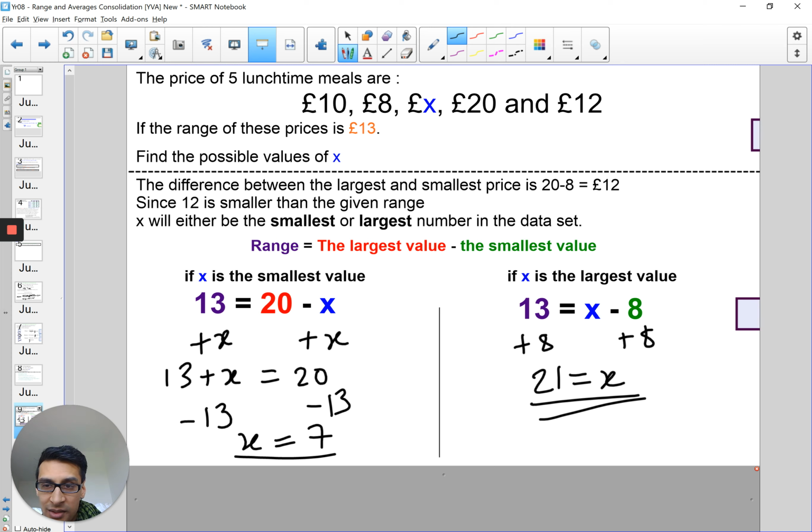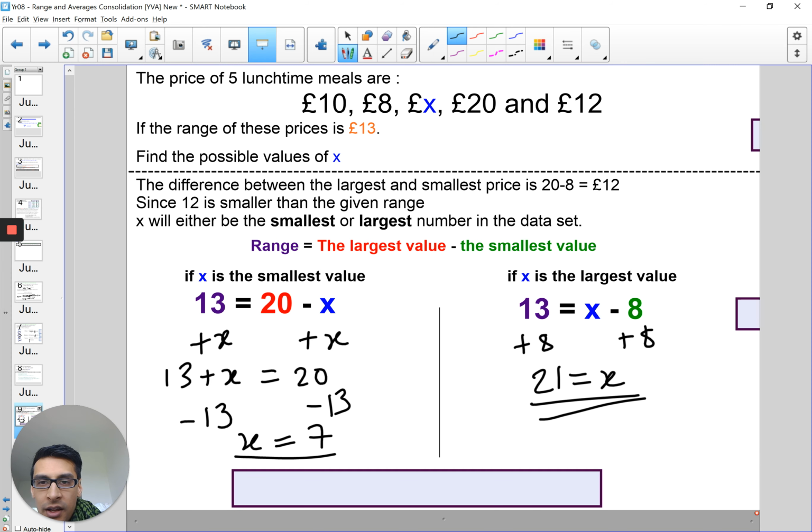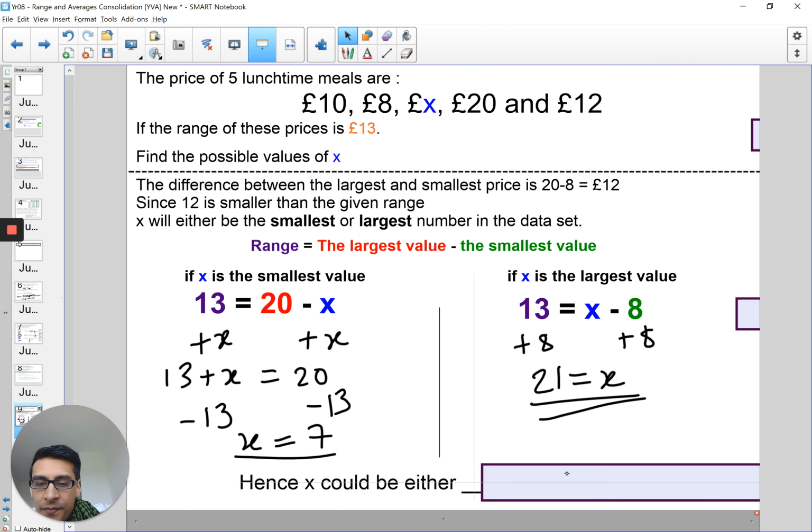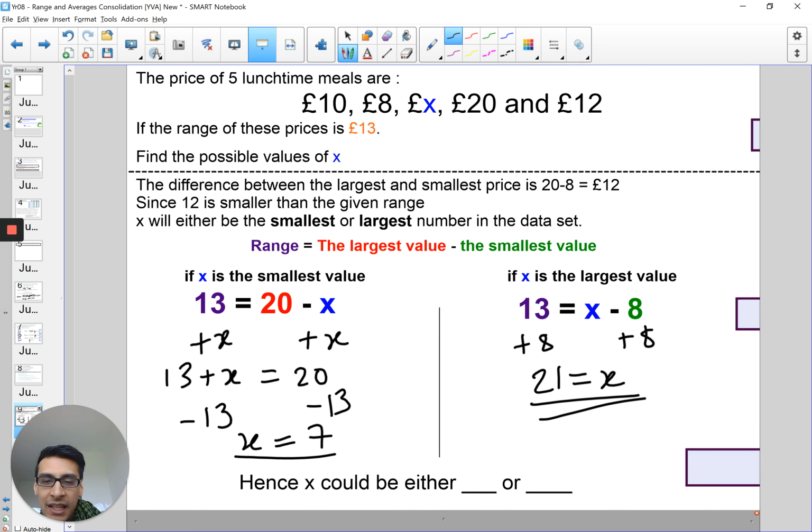So that means that x could be either 7 or 21. So there's two possibilities, and that would make the range 13.